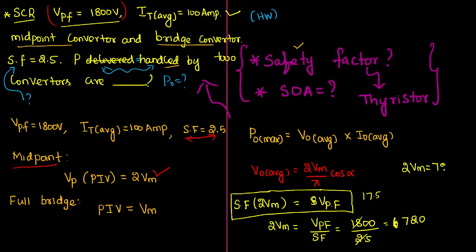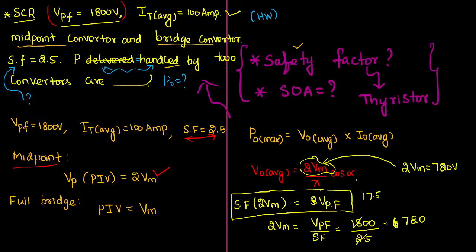Yes, I just wanted to know the value of 2 Vm only, because here I can directly substitute it. 2 Vm can be replaced by this 720. It is very easy. Yes, sir, we can substitute it here. Now, what can be the expected value of alpha, sir?